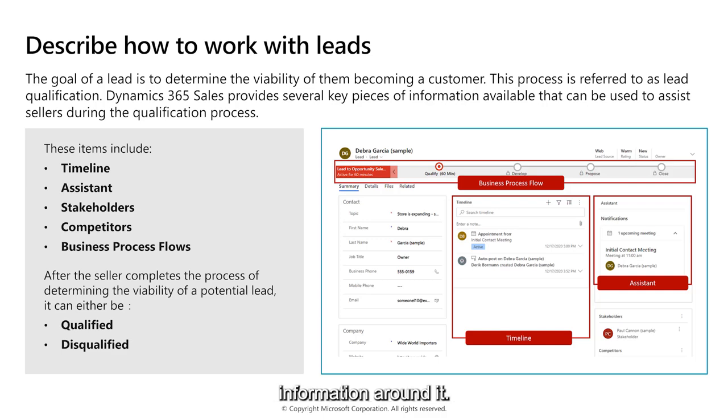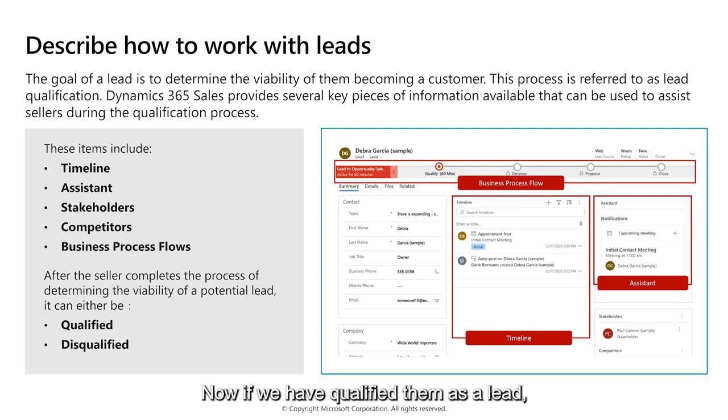We'll be able to see the information around it. We can see the stakeholders as we talked about already. And then once we've completed the process of determining the viability of the lead, we can either qualify them, so they indicate that we consider them to be a viable potential sale and we're ready to move to the next phase in the sales process, or we can disqualify them, where we indicate that we will no longer be pursuing them as a customer. They're disqualified out. And this is essentially the end of the lead process. If they're disqualified, they would stay in the system as a disqualified lead.